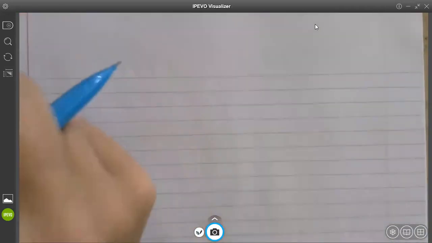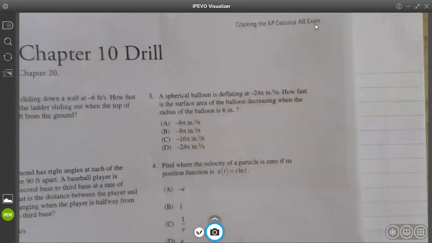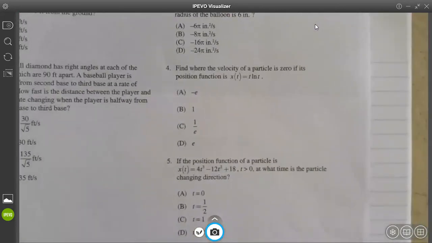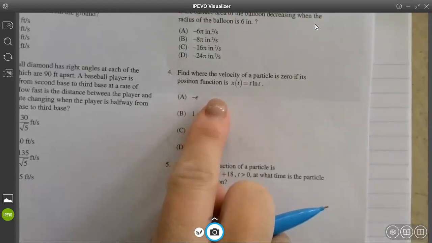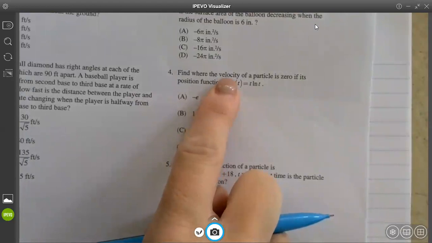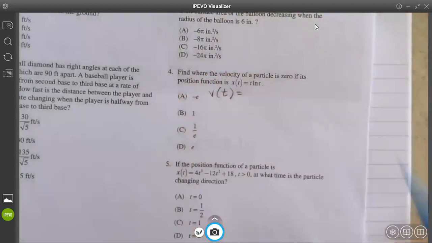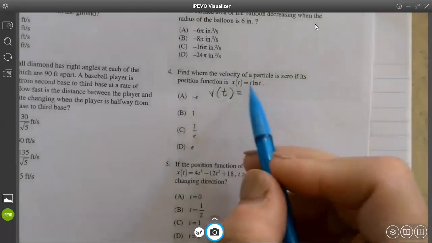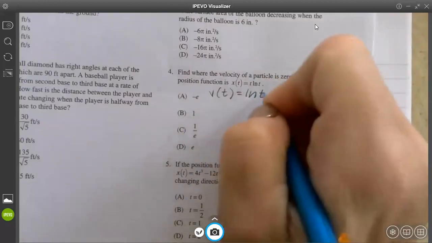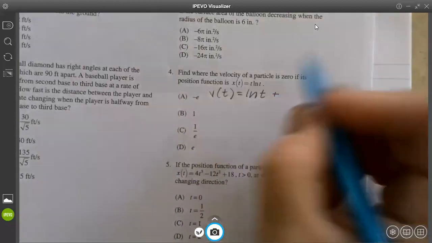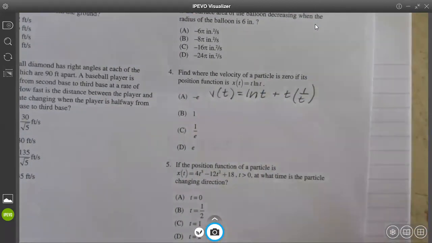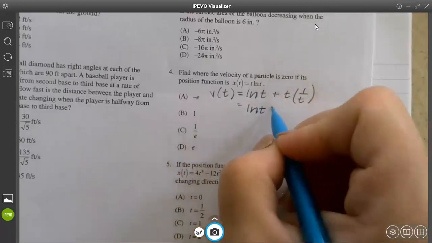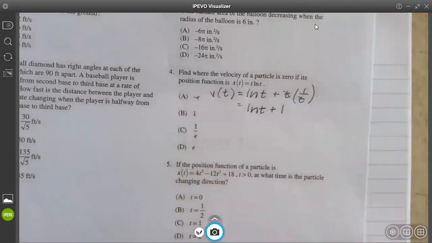While we're on this, let's go ahead and do 4 and 5. So find where the velocity of a particle is 0 if its position function is t ln t. What do we do? Yeah, because we got to find velocity, right? So velocity means take the derivative. What do we have to do for this? Product rule. Derivative of the first times the second, ln t, plus the first. What's the derivative of ln t? Yep, we talked about that yesterday. What happens? And we get what? Plus 1. Don't forget the 1.